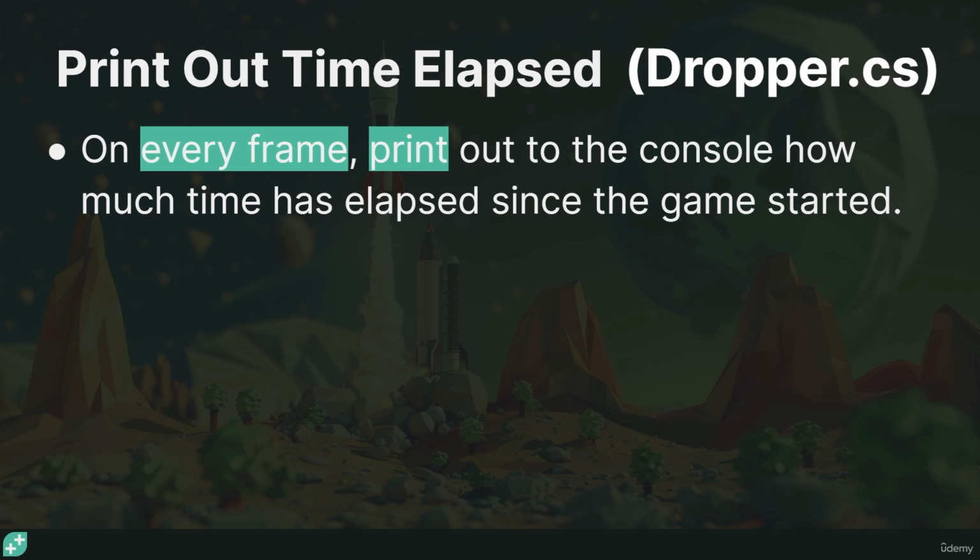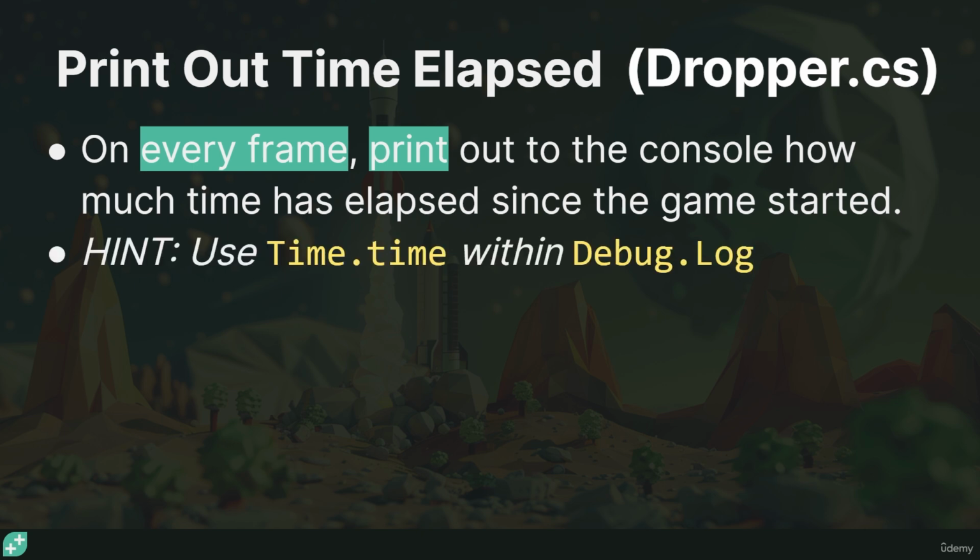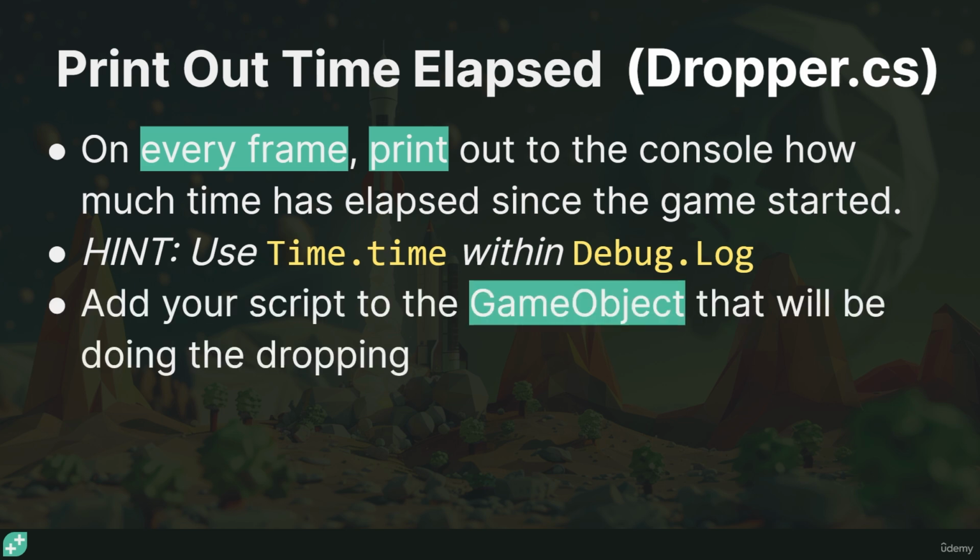If you'd like a hint, here is the hint. Use time.time within a debug.log statement. And that debug.log statement we place in our update. And then as with all of our scripts, we need to add it to a game object so that the game knows about it. I'll add mine to the thing that is doing the dropping because that's the thing that I want to know how much time has elapsed before I need to drop. So there's your challenge. Pause the video. I'll see you back here when you're done.